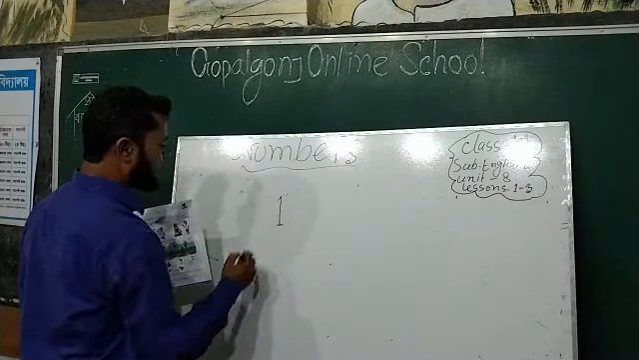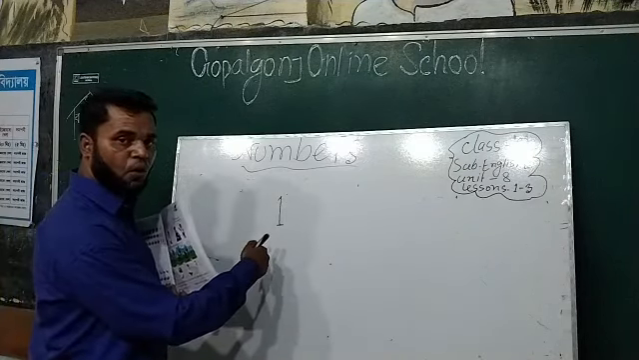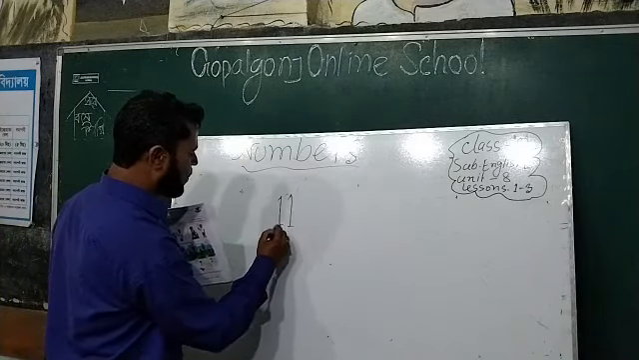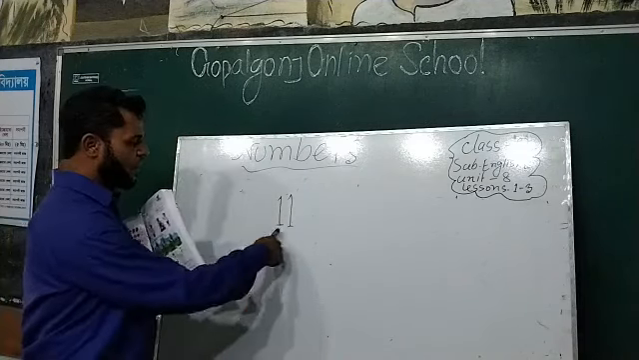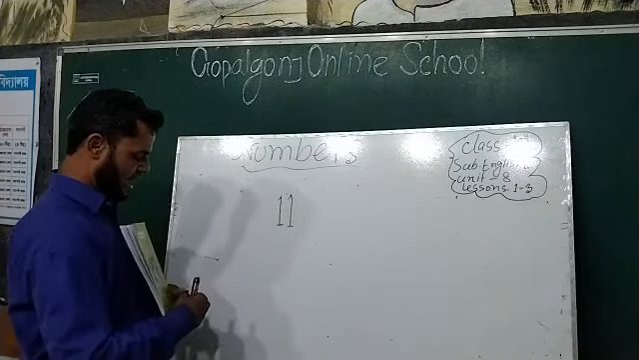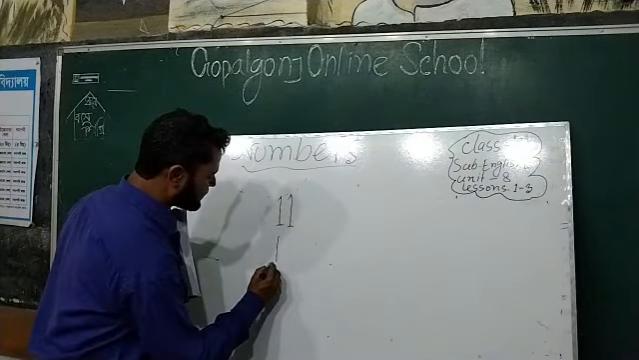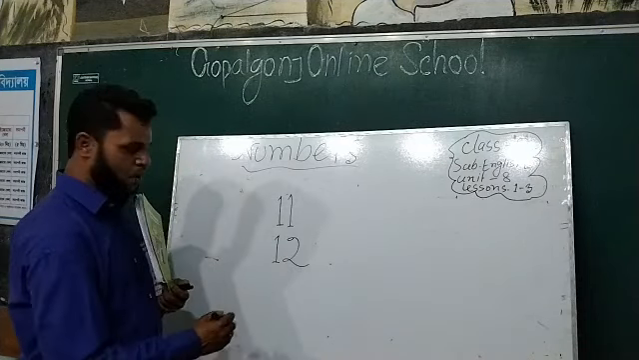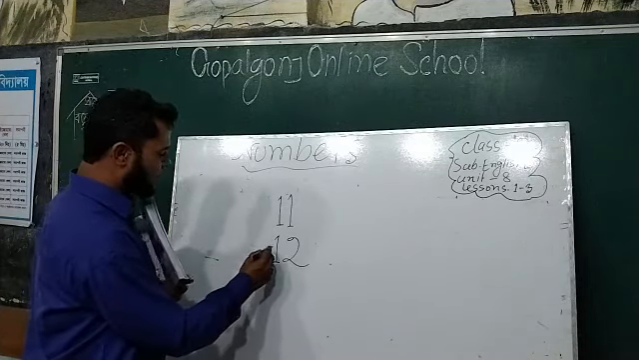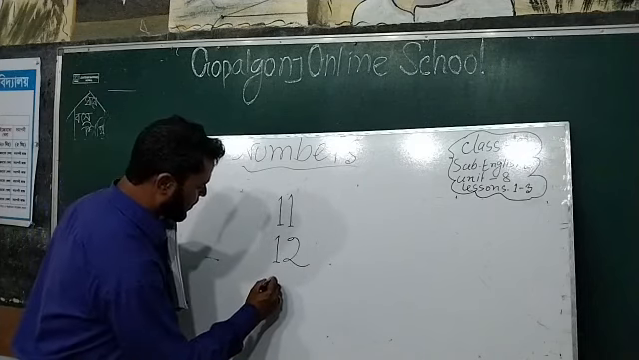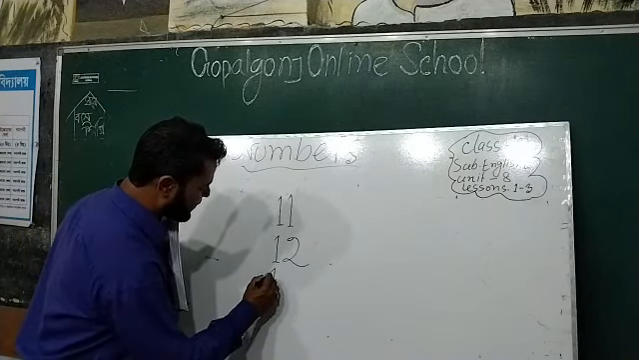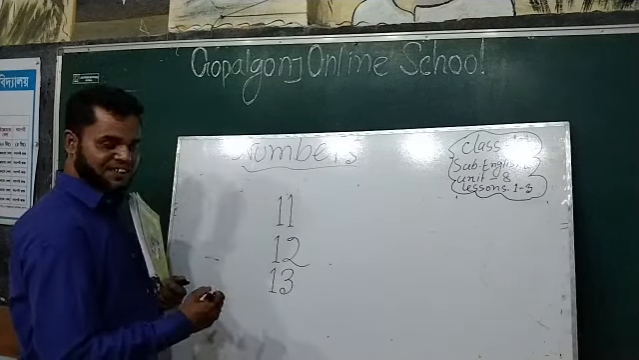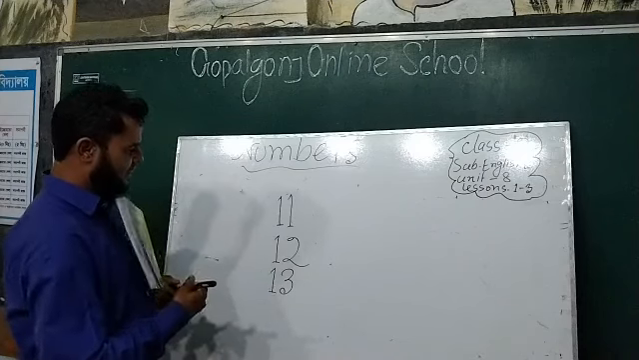What's this? It's called 1. Another 1. 1, 1, 11. And then 1, 2, 12. And next one, 1, 3, 13.